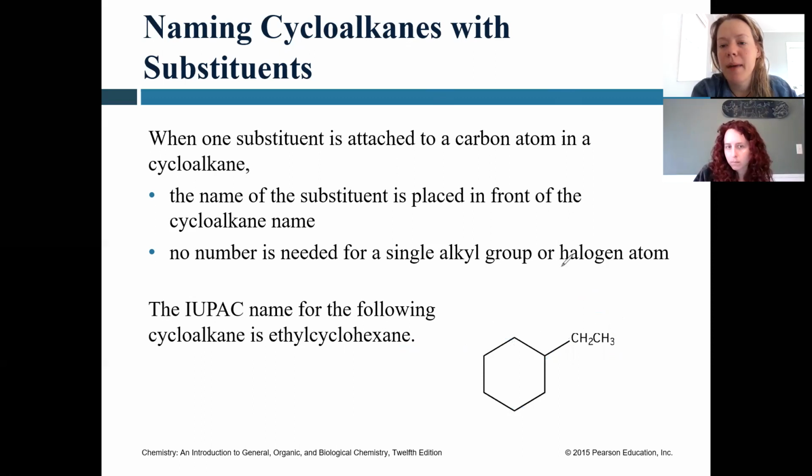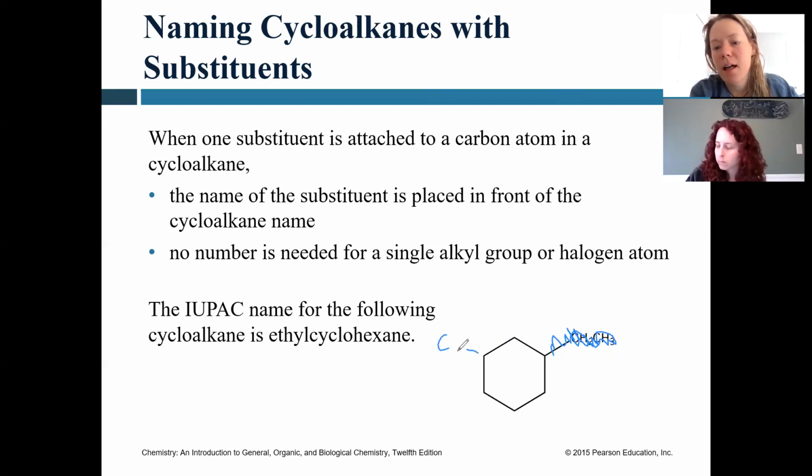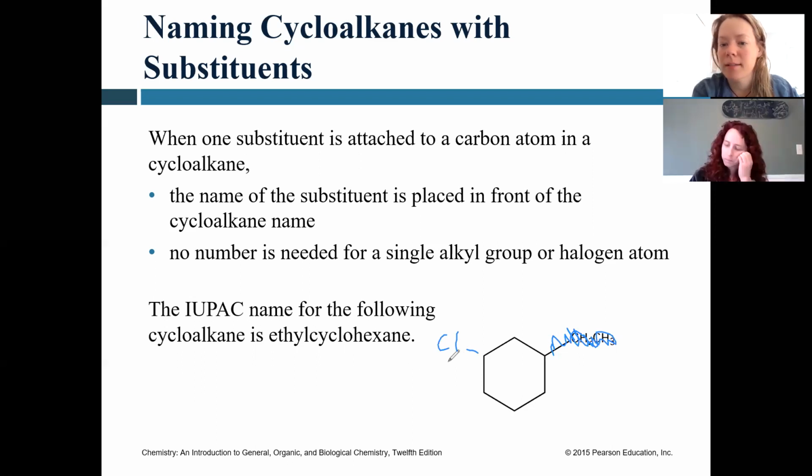This can be true for halogens as well. So let's say this wasn't here. We've got our ring and I've got a Cl coming off of it. I would call that chlorocyclohexane. Again, we would just make this carbon 1, whatever the accessory is sitting on.